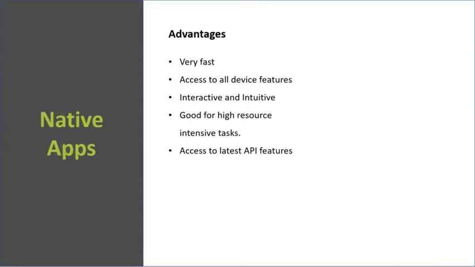Now, both of these have their advantages and disadvantages. So let's look at the advantages of native applications. Native applications are very fast. In Android, native apps run at 60 frames per second. Native applications can access all the device features and sensors, and they are really interactive and intuitive, and they are really good for computationally intensive tasks like video games. And native applications can access the latest API features.